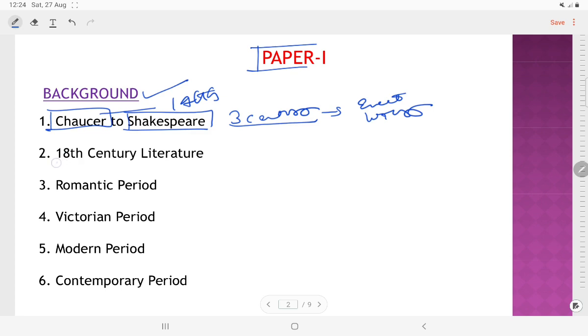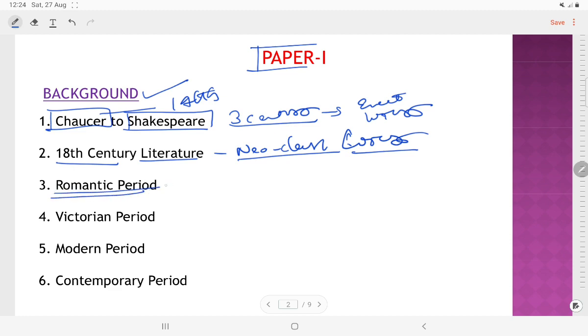And next, the 18th century, that is neoclassical literature. Here also we need to understand important writers and their writings. Later on, we will discuss who are the very important writers from all these stages or ages. So point number 3, the romantic period. This one is very important. It belongs to the early half of the 19th century. Here we find nature lovers. Again, we will discuss the romantic poetry in detail in the coming videos.